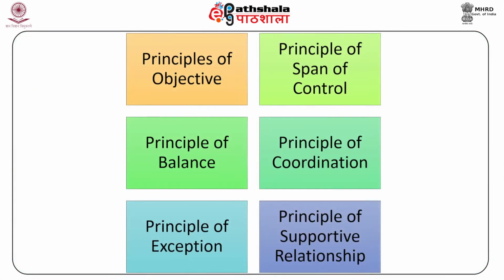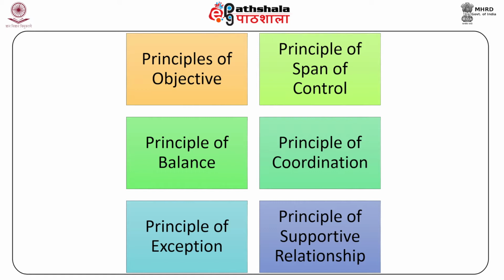After discussing Fayol's 14 principles of management, we shall now be discussing some other principles of management given by other management thinkers and researchers. The first being principles of objective. This principle was given by Koontz O'Donnell. According to him, all organizational activities must be coordinated in such a way that they all lead to the achievement of overall organizational goal. Second, principle of span of control. This principle was given by Urwick.